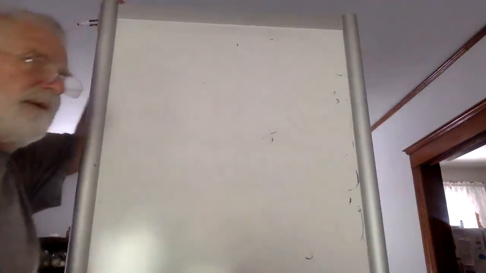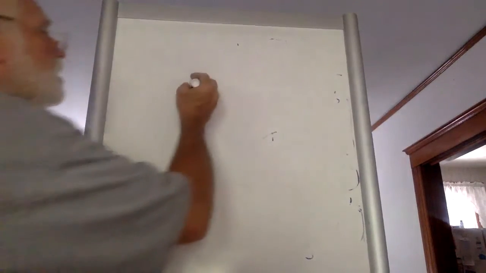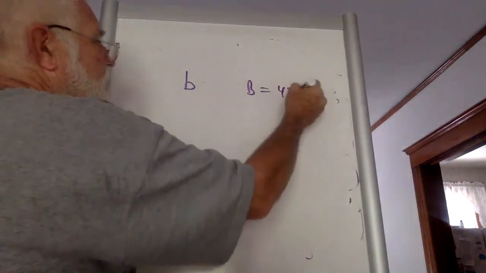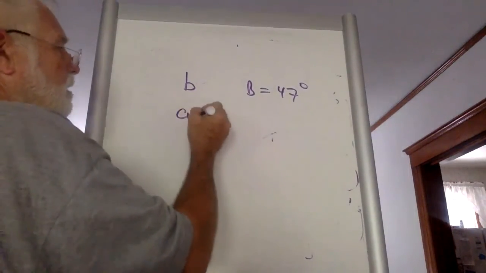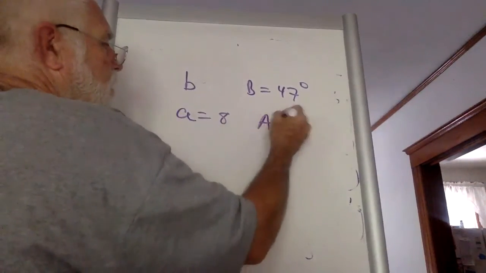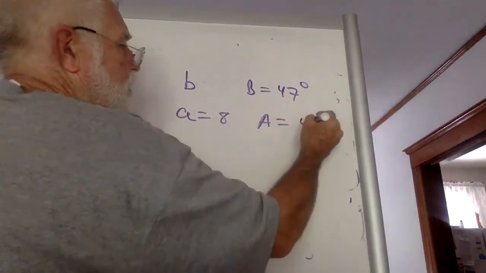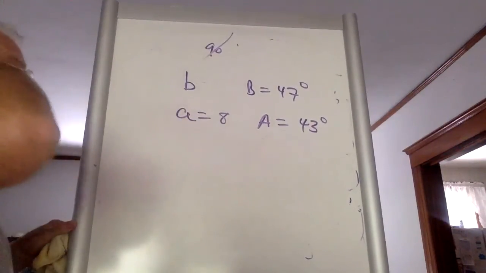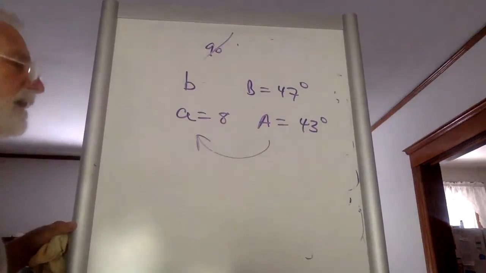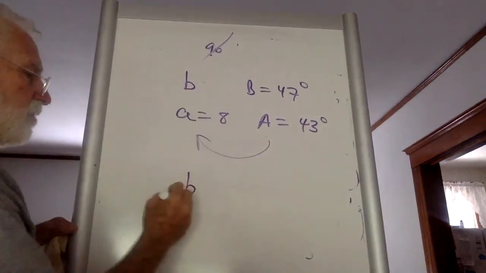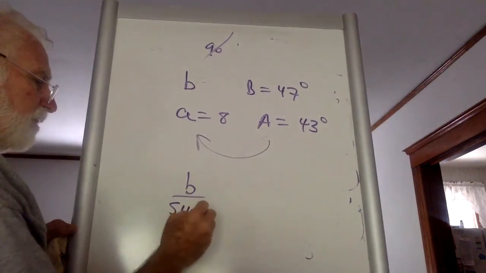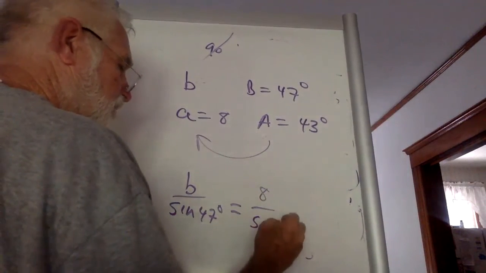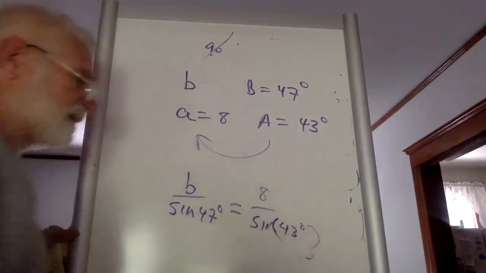There's one left. What was it? I think it's the law of sines. So let's say that we have a little b, and I know that big B is equal to 47 degrees, and I got little a equals 8, and big A is equal to, I don't know, 43 degrees. So how do I find b? 90 degrees? No, I can't use right triangle trig. Do I have an angle and its opposite side? Yes, so law of sines. Put your unknown in the numerator. b compares to the sine of 47 degrees equals 8 compared to the sine of 43 degrees. Law of sines says that has to be true.